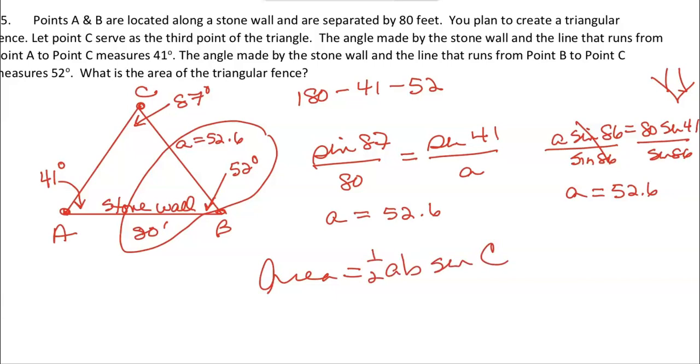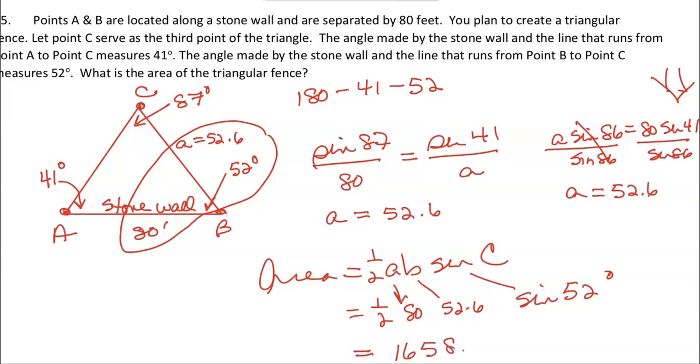You're not going to match up those angles exactly. What that means is you have 1/2 times a sandwich. And the sandwich is side, the next side, and the sine of the angle in between them. That's what goes in your calculator. Okay, 1/2 times 80 times 52.6 times sine of 52, and you should get an area of 1658.0. They gave it to me in feet. Area is feet squared.